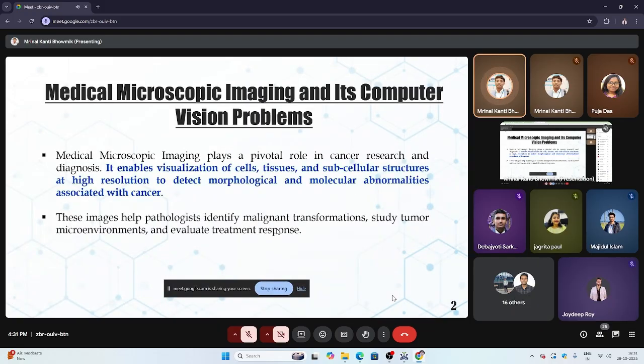So rather than describing too much about medical microscopic imaging, I will give a brief introduction on what it actually means. Medical microscopic imaging plays a vital role in cancer research and diagnosis. It enables the visualization of cells, tissues, and subcellular structures at high resolution to detect or extract the morphological characteristics of the cells associated with cancer. These images help the pathologist or medical experts to identify the malignant transformation, study the tumor microenvironments, and evaluate their treatment response based on the drugs.